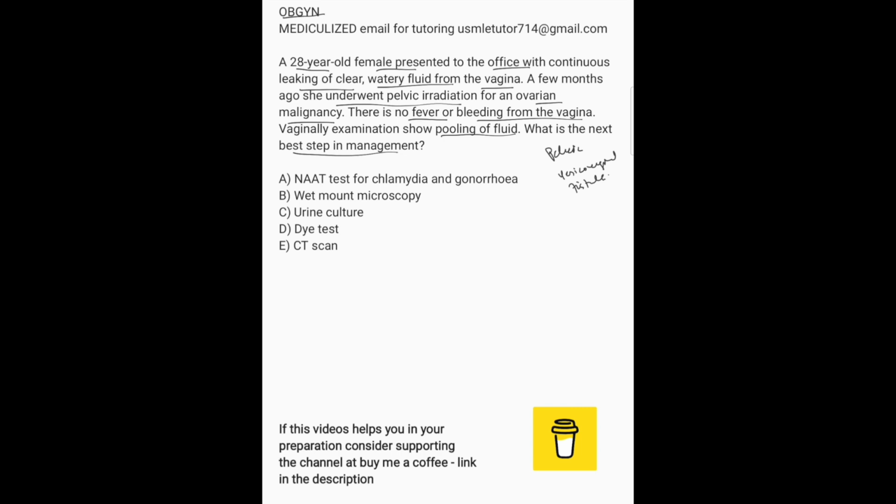They may also give you red granulation on the vaginal wall, so look out for that as well. And the pooling of fluid in the vagina is really high yield, and then red granulation as well. And this risk factor, pelvic irradiation. Remember, the most common risk factor for vesicovaginal fistula is obstructed labor.